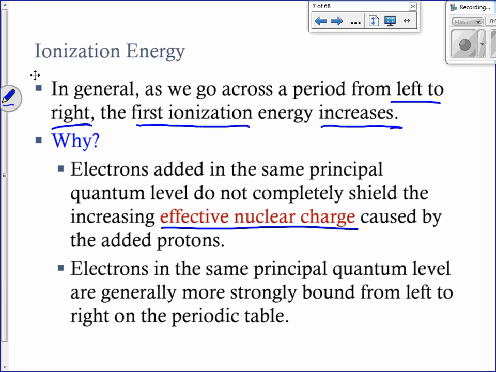Electrons in the same principal quantum level or principal energy level are generally more strongly bound from left to right on the table. So you get over to your noble gases. Guess what happens with your ionization energy when you get to those noble gases? Super, super, super astronomically high, because guess what? Those noble gases are stable and they don't want to lose anything. Okay? So theirs are ridiculously high because they're stable. They don't want to lose electrons. All right? Makes sense?